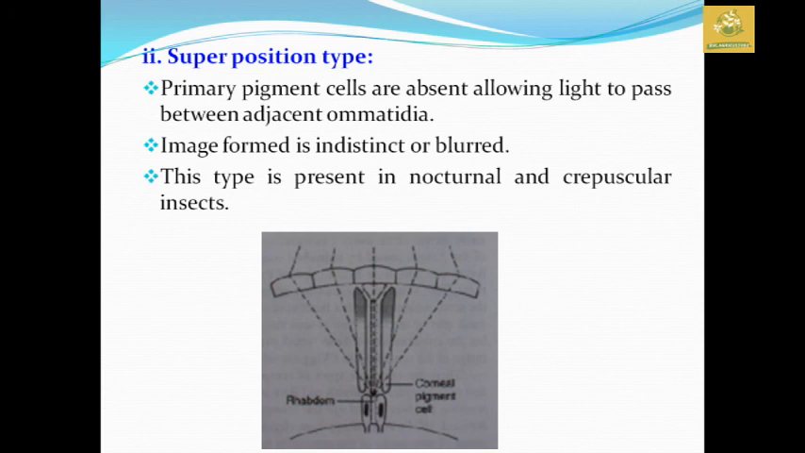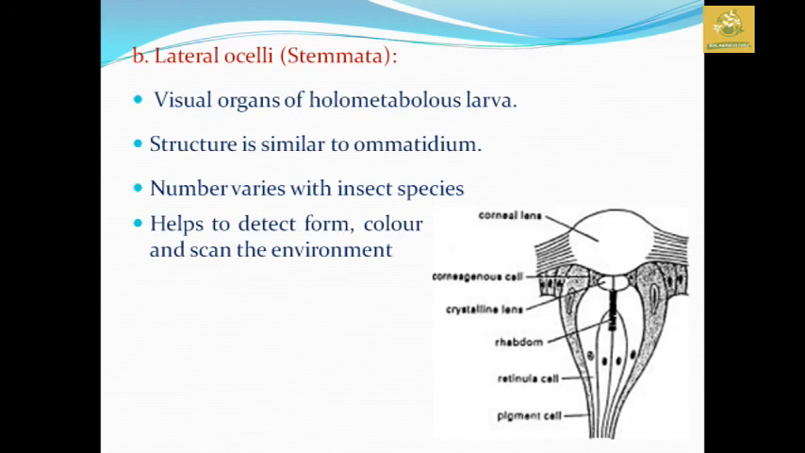And the superposition type, where the pigment cells are absent and allow the light to pass between adjacent ommatidia, and images are formed indistinct or blurred in these types of insects. So this type of ommatidial cell is present in nocturnal as well as crepuscular insects. And another one we are going to see is the lateral ocelli, which is known as the stemmata of the insects.